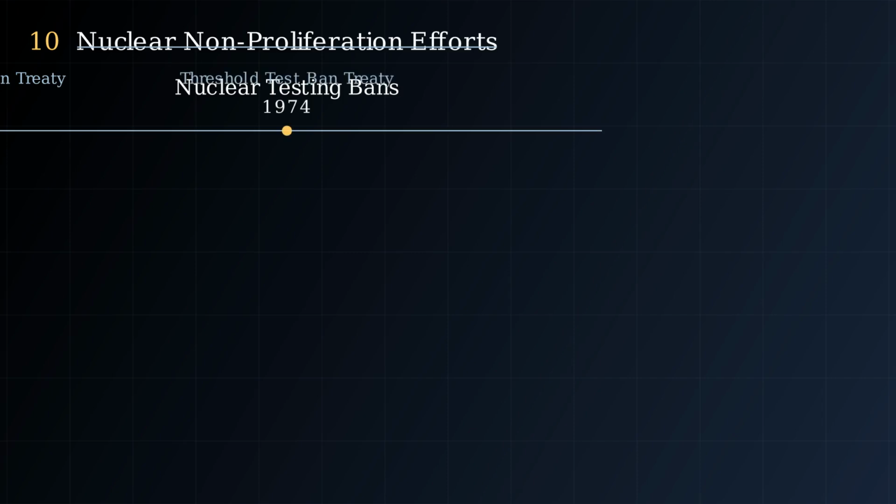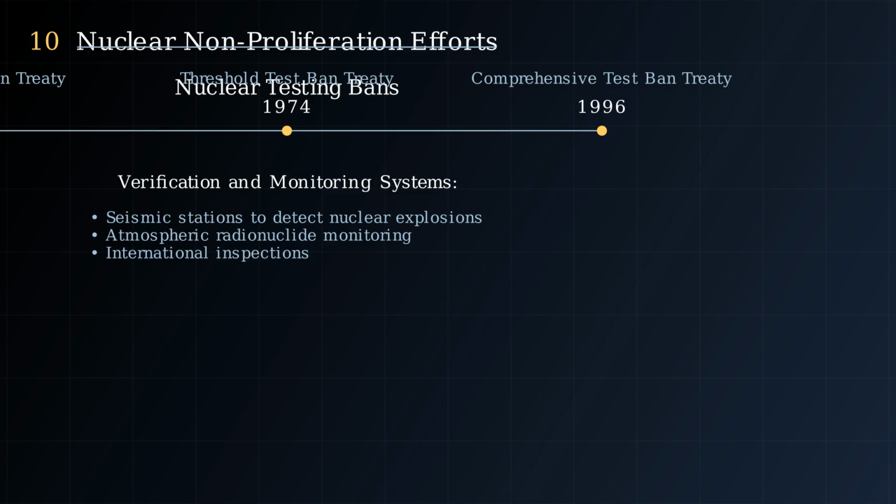The Partial Test Ban Treaty of 1963 prohibited atmospheric, underwater, and outer space tests. The Comprehensive Test Ban Treaty of 1996 aims to ban all nuclear explosions in all environments. These treaties are supported by sophisticated monitoring systems that can detect nuclear explosions anywhere in the world, including seismic stations, atmospheric monitoring, and international inspections.